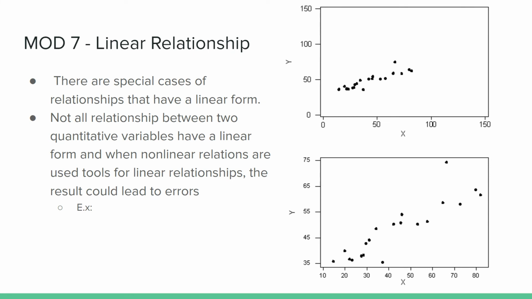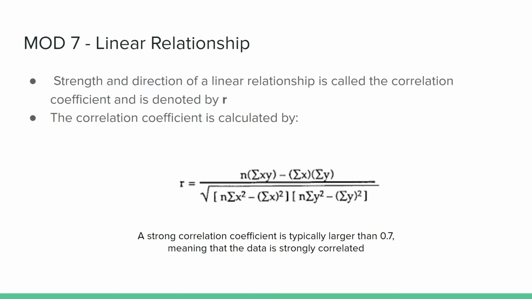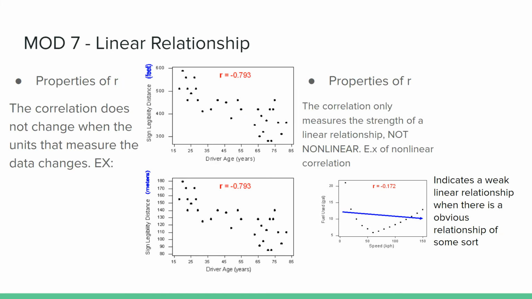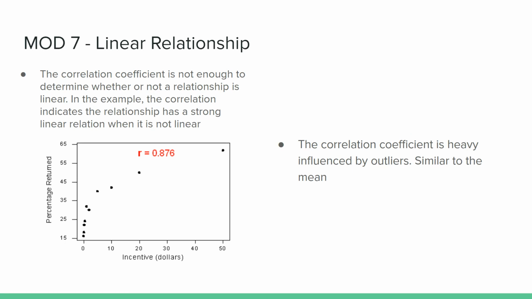Linear relationships sometimes occur when put into a graphical display. Tools used for linear relationships will not work when nonlinear relationships are used. The correlation coefficient, also denoted as R, is used in linear relationships to determine strength and direction. Correlation coefficient can also have some properties that are important to note. It will not change when the units change. It will only work on linear relationships. It is not enough to determine whether a relationship is linear or not, and is heavily affected by outliers.